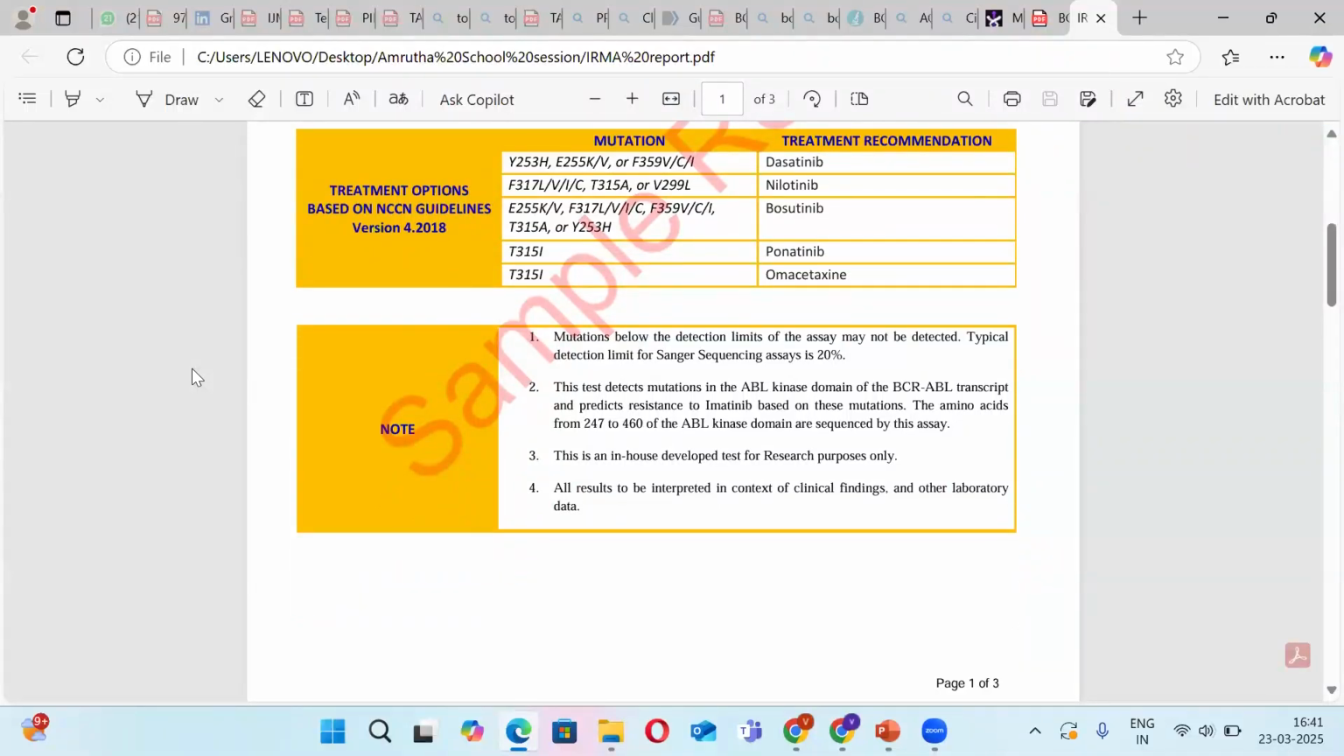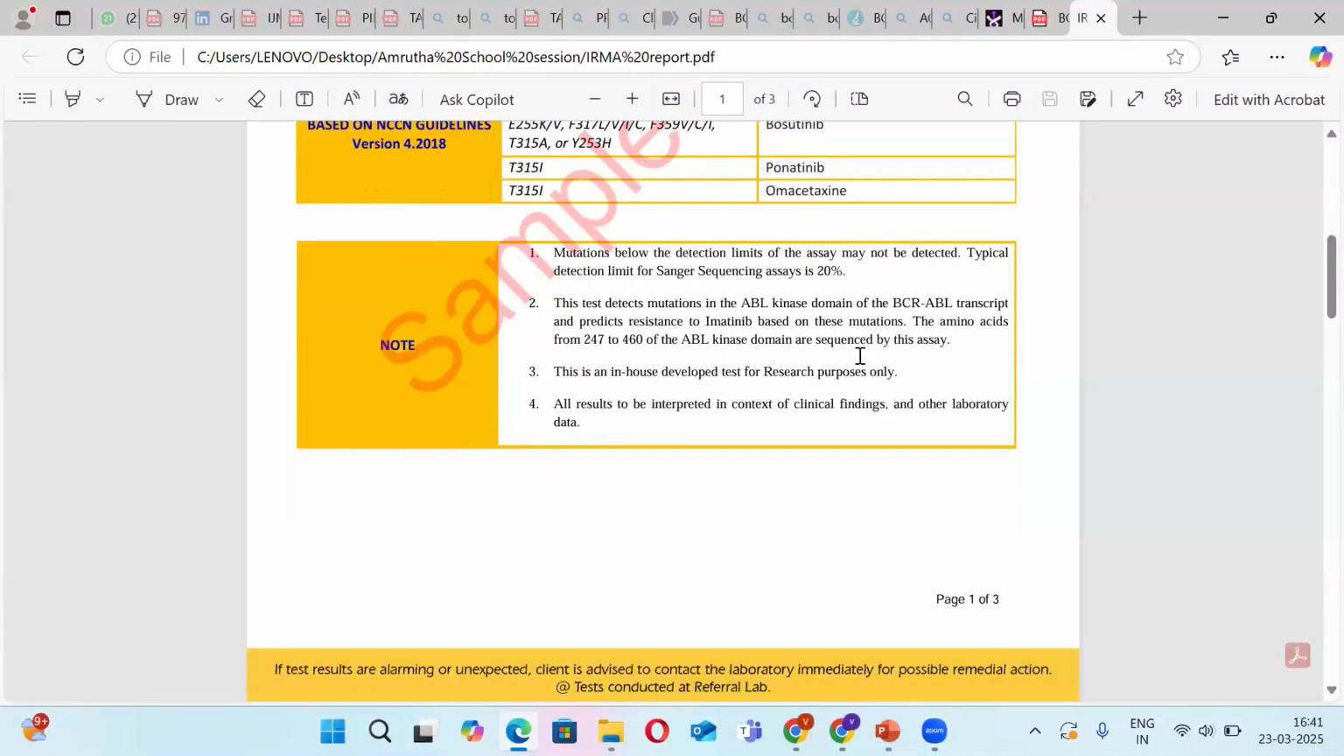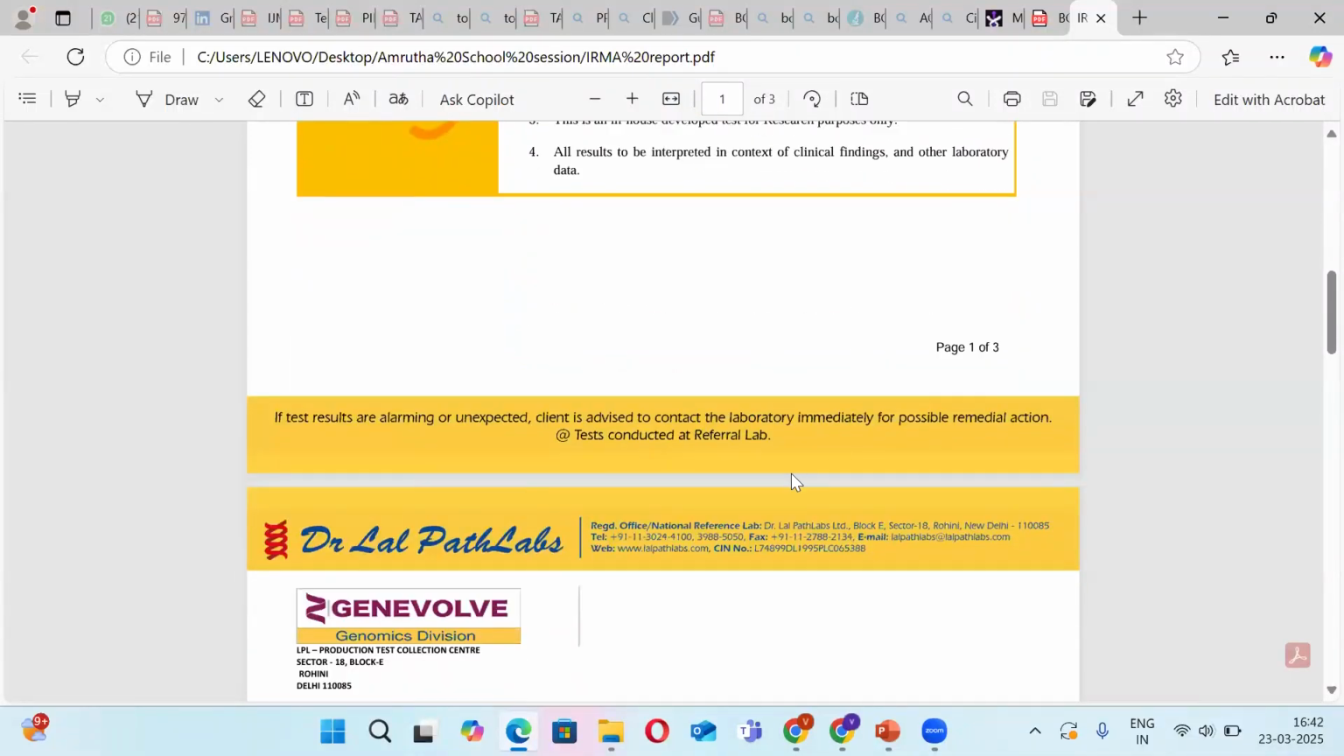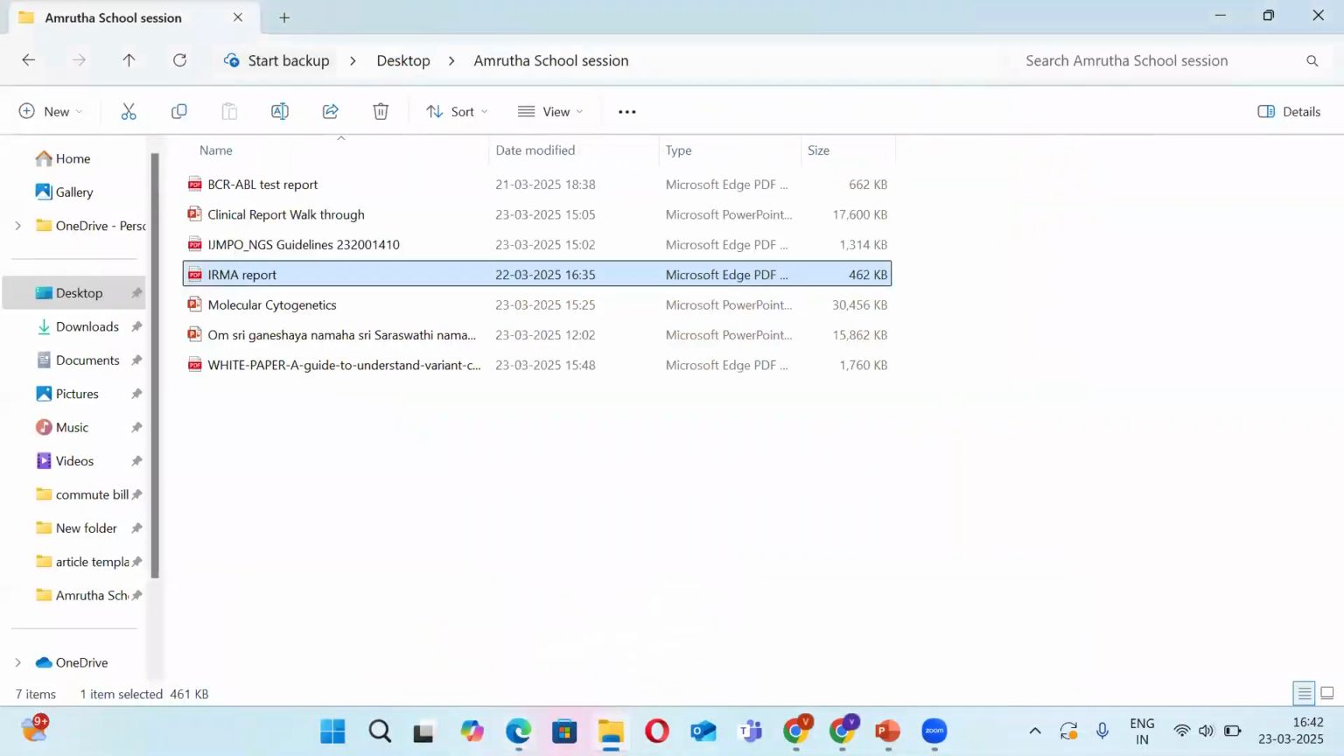Okay, only one important take-home message. IRMA is usually done by Sanger, but one important thing everyone should remember in the clinic is that if you do it by Sanger and your blast count is low, you will have high chances of a false negative report, because Sanger as a technology can pick up only mutations beyond 20%. So IRMA is best done by NGS. That is an important message in the clinic. And that's it. I will stop here and thank you for this opportunity.